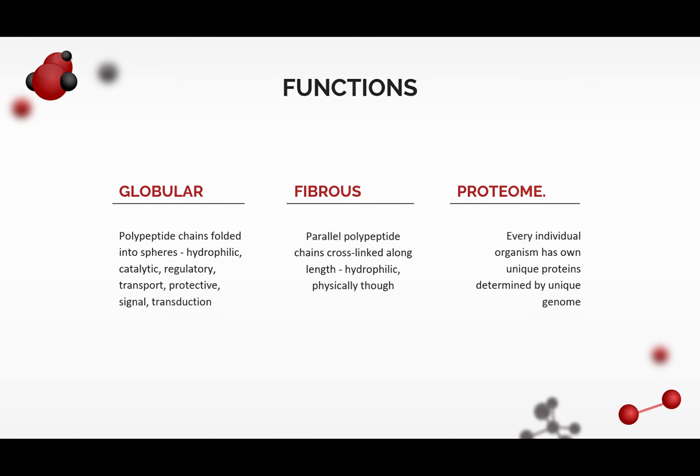We also have fibrous proteins, which are parallel polypeptide chains, so they're not really folded into spheres, and they're cross-linked along their lengths. Those have hydrophobic properties and are physically tough. They have structural roles and contractile roles. And lastly, something that's not really linked to the shape, we have proteomes: every individual organism has its own unique proteins that are determined by the unique genome.